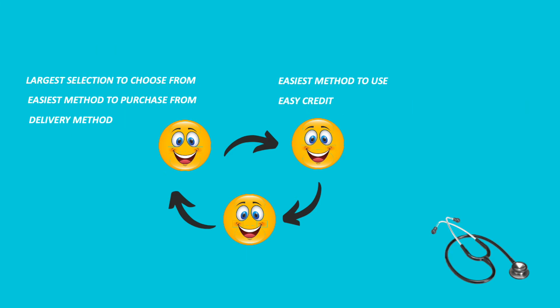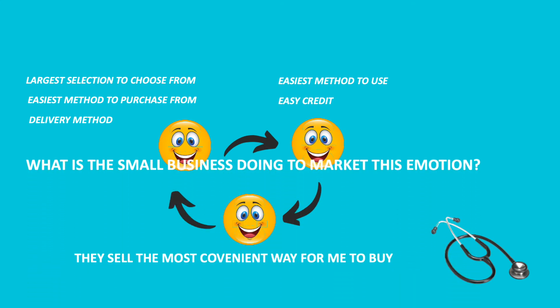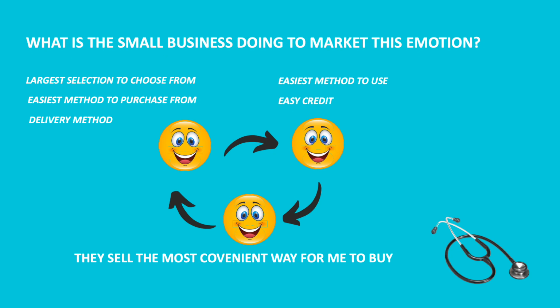Now what about the small business that wants to sell the emotion of being the most convenient? They want their product or service and their customers to feel the convenience of purchasing from them. So if you have a product, perhaps you have the largest selection to choose from, or maybe you have the easiest method to purchase from, such as online, or the easiest method to use the product, or the easiest credit that you give in order to purchase the product, or the delivery method.